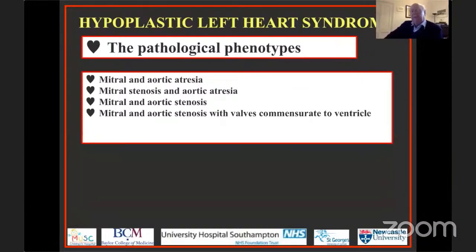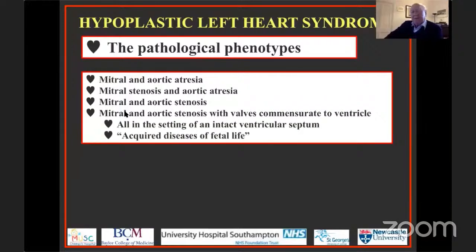But to me as a morphologist, and DIANE as a morphologist, what we are going to see is the pathologic phenotypes, the combinations that Lev described in the first instance: mitral and aortic atresia, mitral stenosis and aortic atresia, and mitral and aortic stenosis, with the valves commensurate in size to the ventricle. And we see all of these in the setting of an intact ventricular septum.